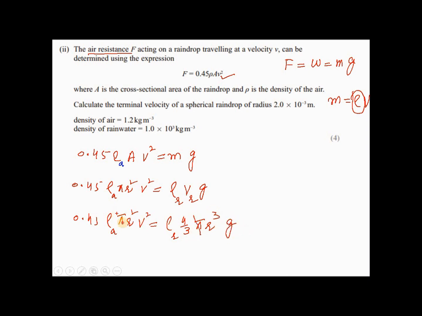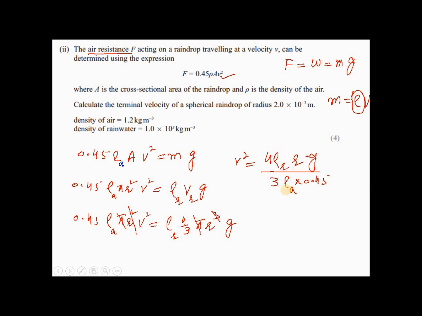Clearly pi and pi cancelled, r square and r square gone, and now we can make V square as the subject. So V square is equal to 4 rho r g divided by 3 rho A into 0.45.